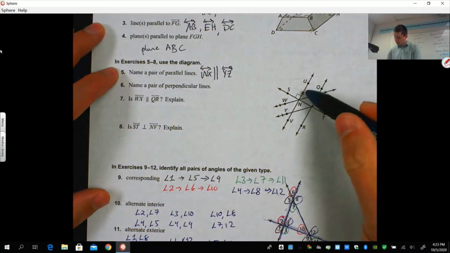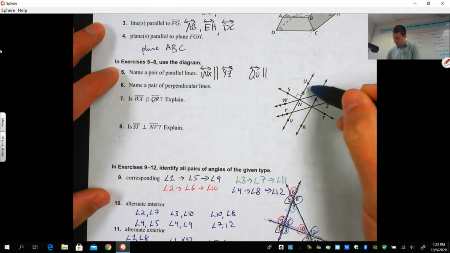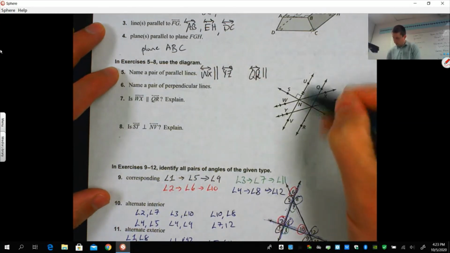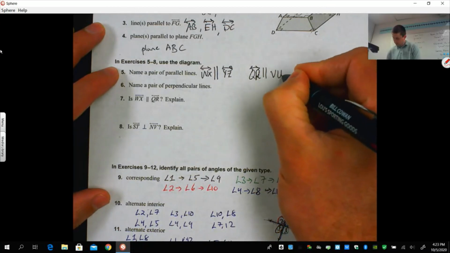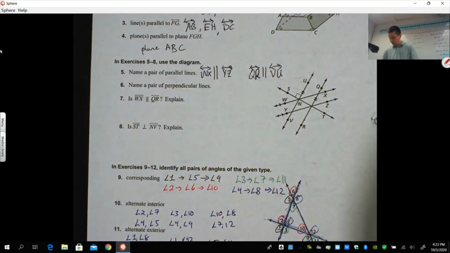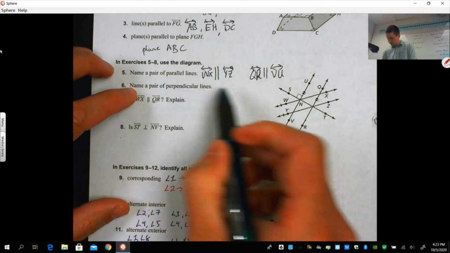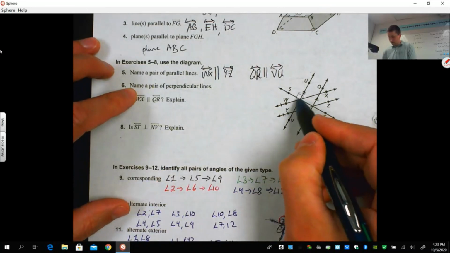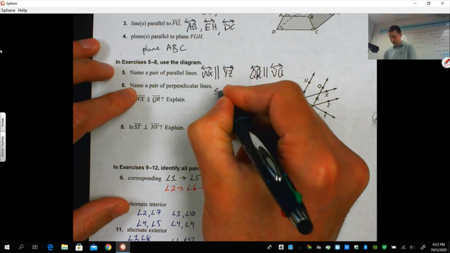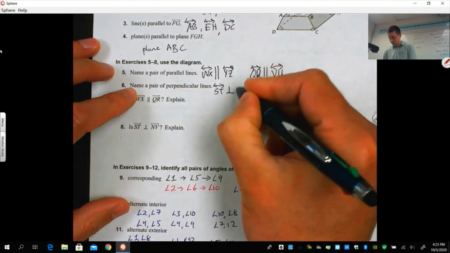We could also say QV is parallel to, sorry, not QV, that should be QR. QR is parallel to VU. Said U first, wrote the V first. Okay, those would be parallel with each other. Name a pair of perpendicular lines. Okay, so I'm looking, this is the only 90-degree angle that I know for sure. So I'm going to say ST is perpendicular to UV.